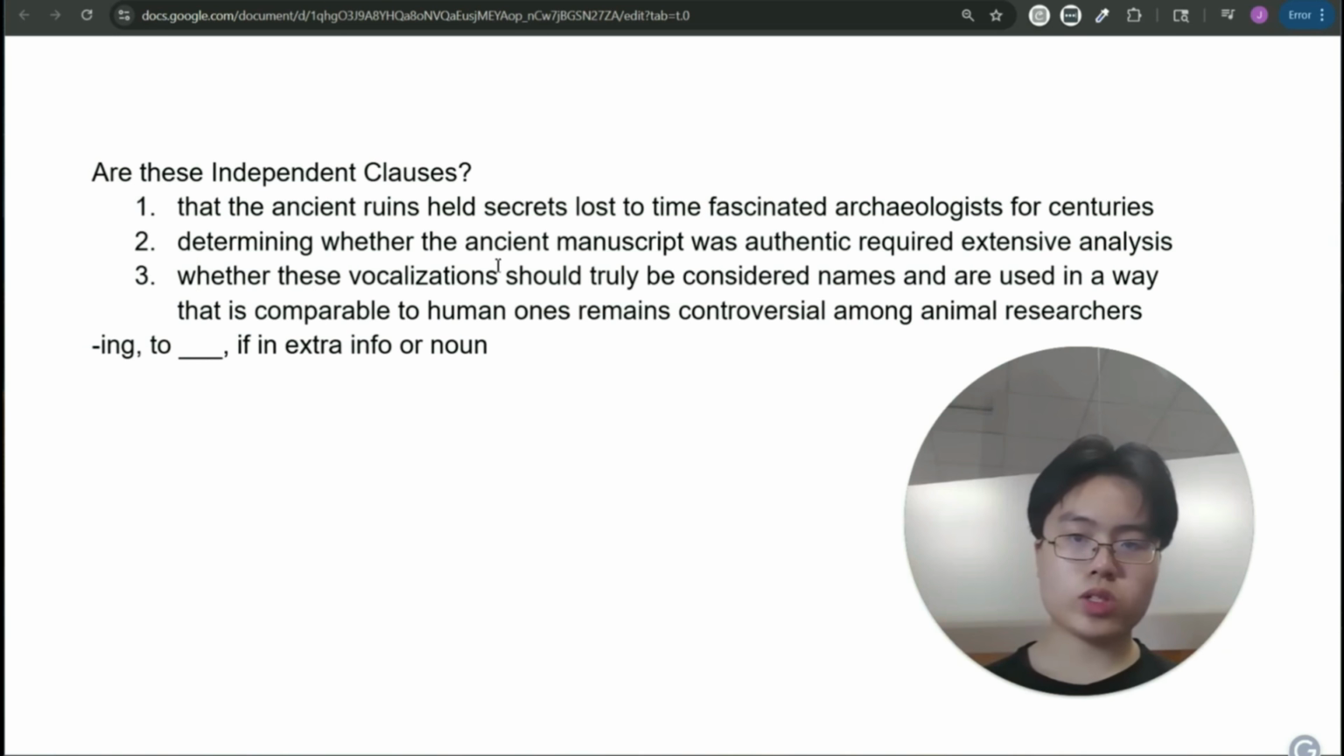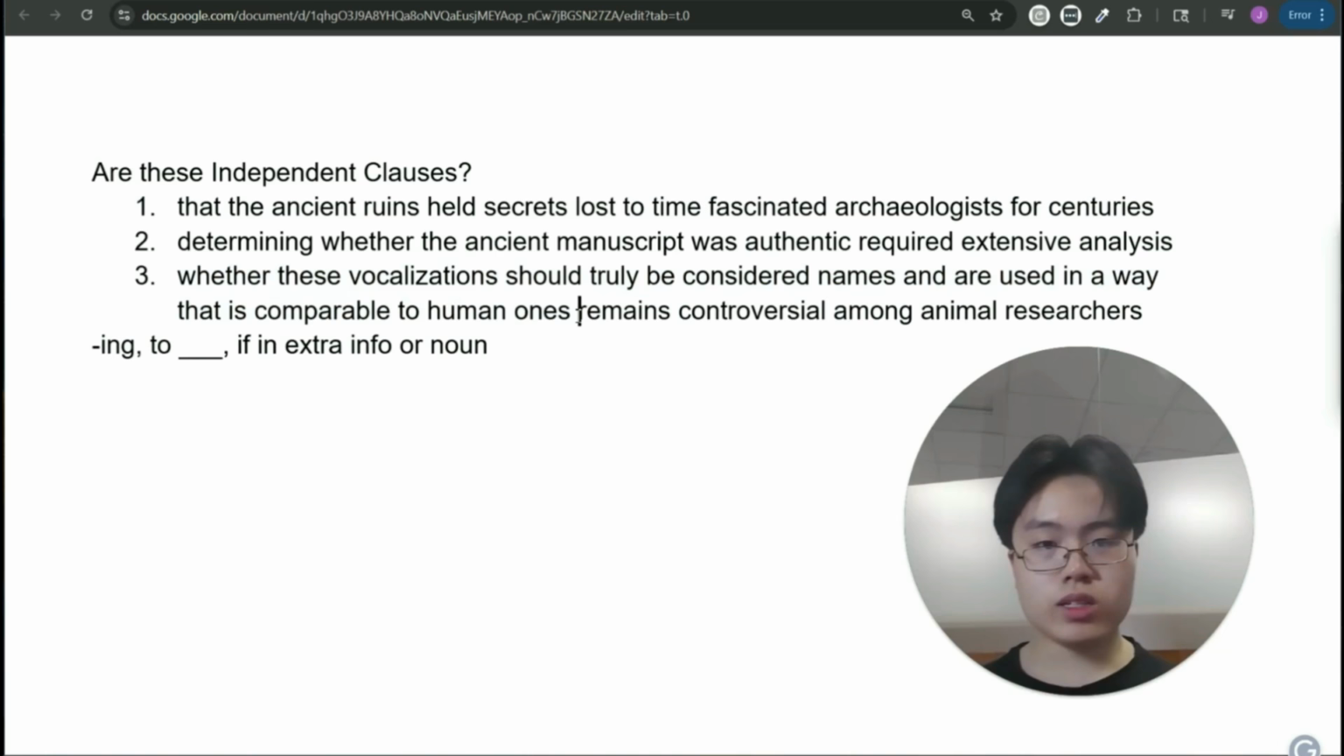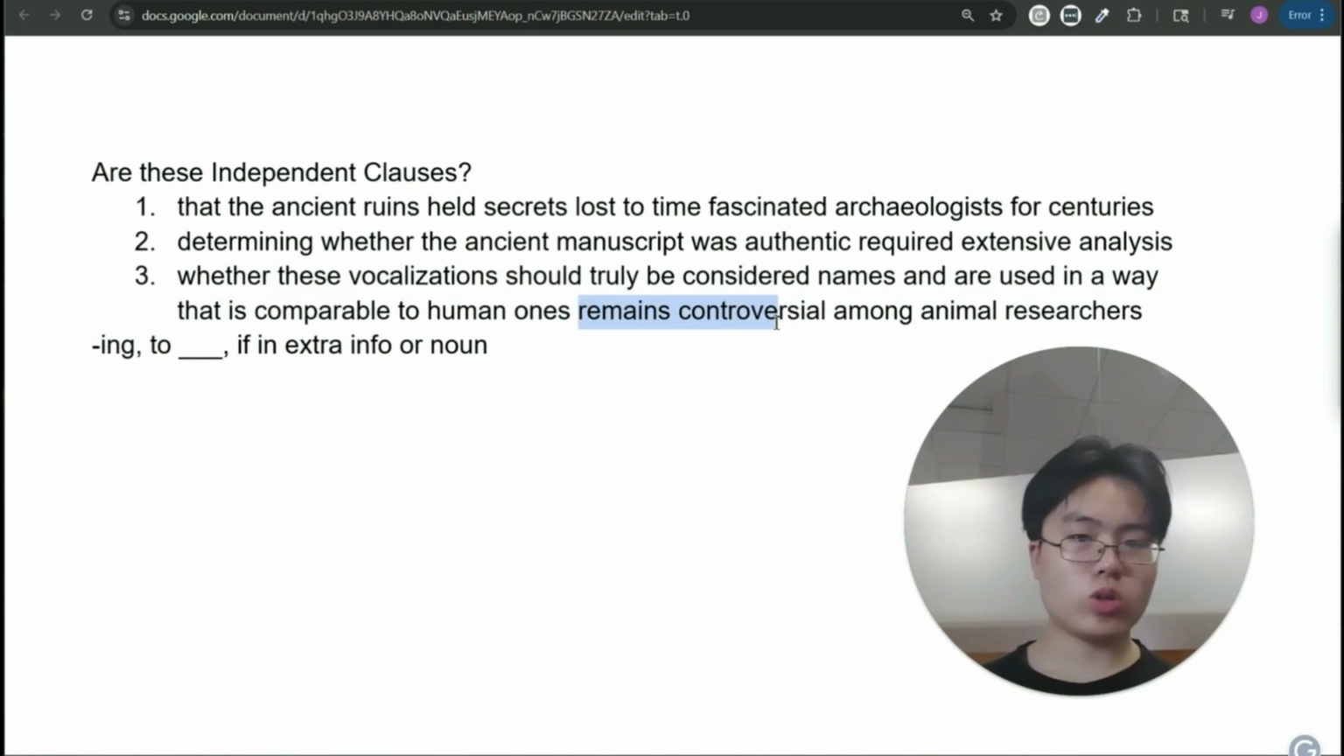But whether these vocalizations should truly be considered. So this is a question, right? More of a question of two things. Whether these vocalizations should be considered names, and are used. So should it be this, and can it be used in this way? That's compared to human ones, right? It's two questions. That's the subject. It's just questions. What do these questions do? They remain controversial. Hopefully that makes sense.